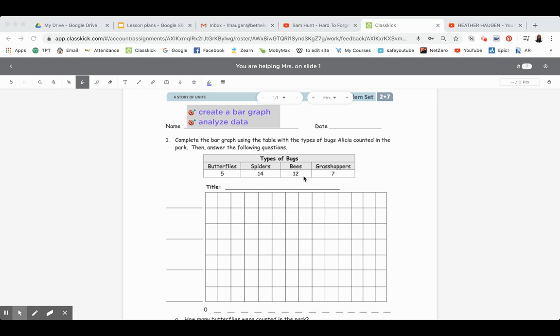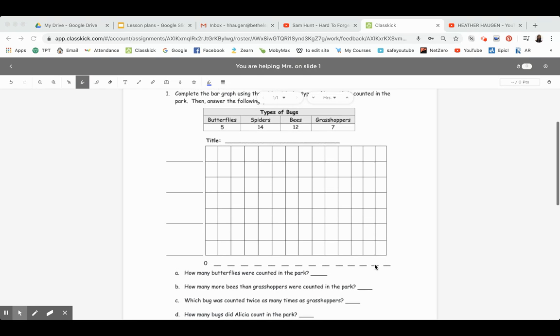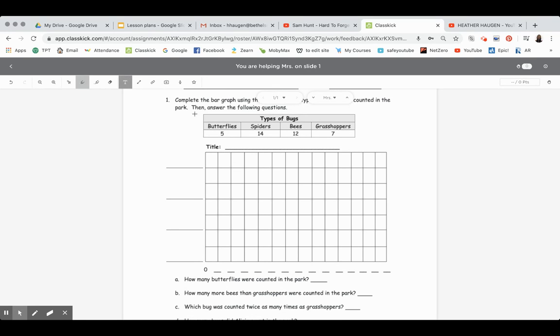So in order to complete our bar graph, we have to have a title, the categories, and in this case, the numbers. So we know by now that our title is the same as the one in the data table. Types of bugs works. We are also going to do the categories. So if you want to just write the first letter, you can. I'm going to type mine in since they give me a little more room.